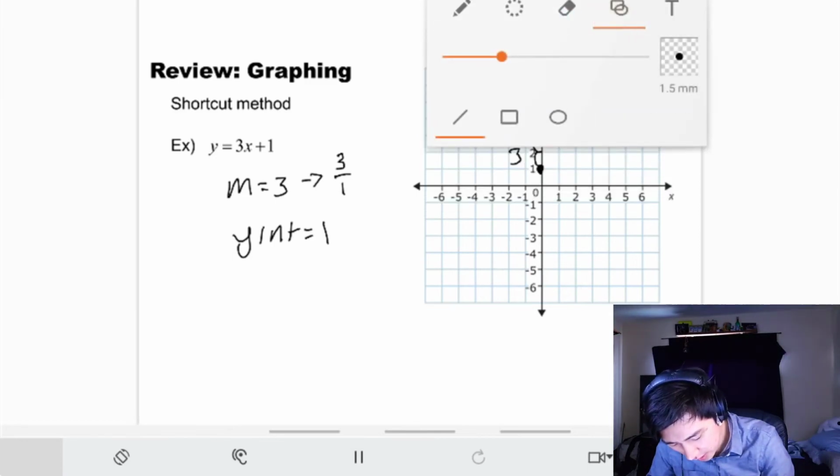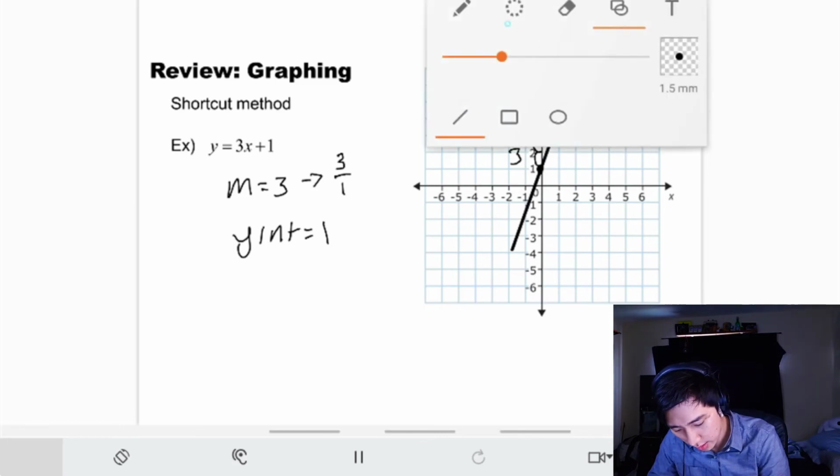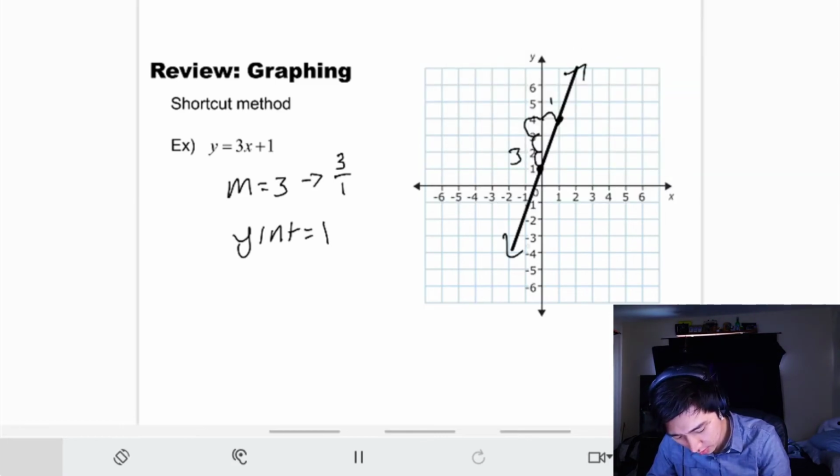Then from here, we just, whoops. I am so bad at drawing lines. Connect the dots. That's it.